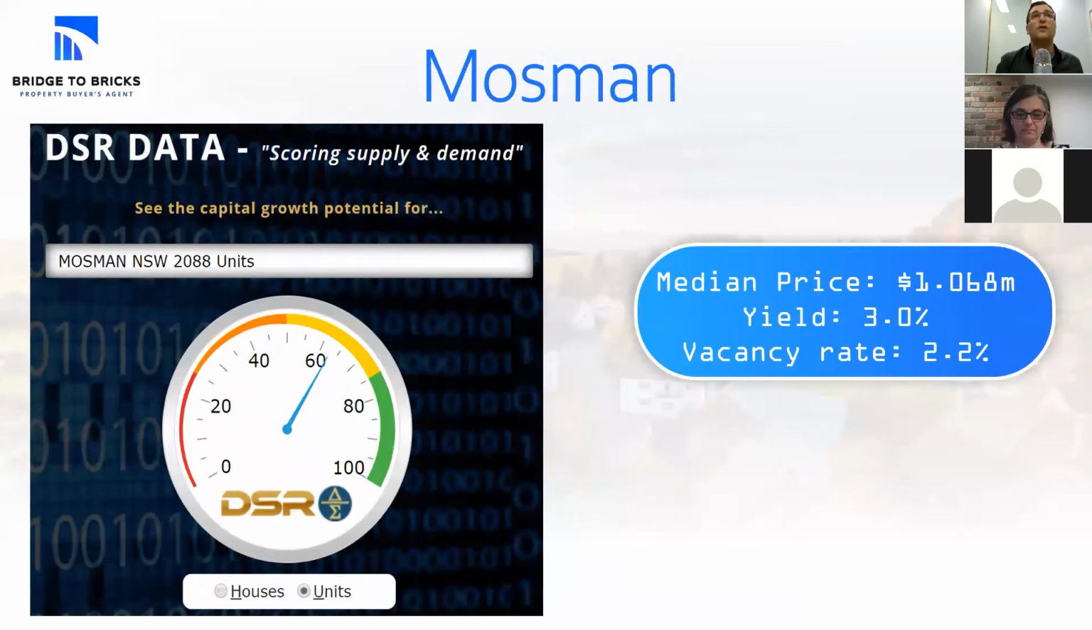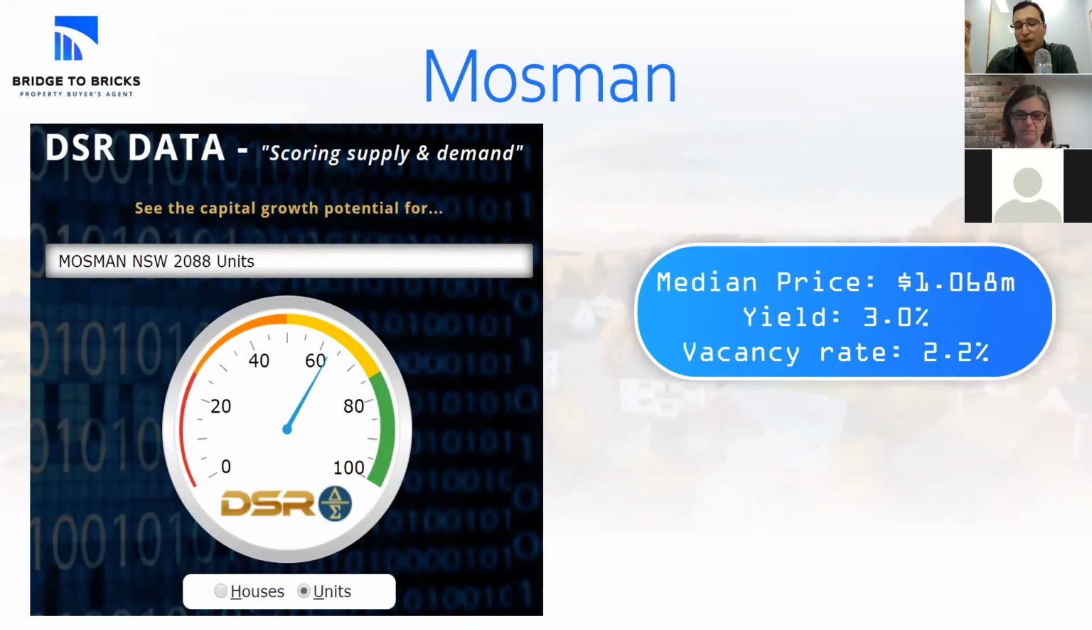Mossman, I mentioned Mossman before, so now we're looking at units. Mossman has very good unit fundamentals, very high demand permanently. It's a very reliable suburb. So the median price is under 1,050,000. You get a yield of 3% in Mossman, and the vacancy rate is 2.2%. You also have a situation where the demand exceeds supply in that suburb.